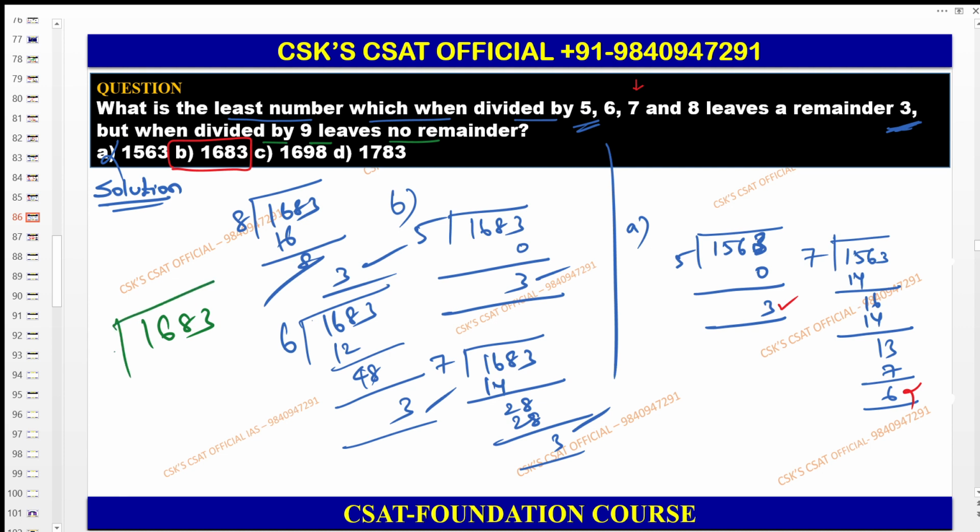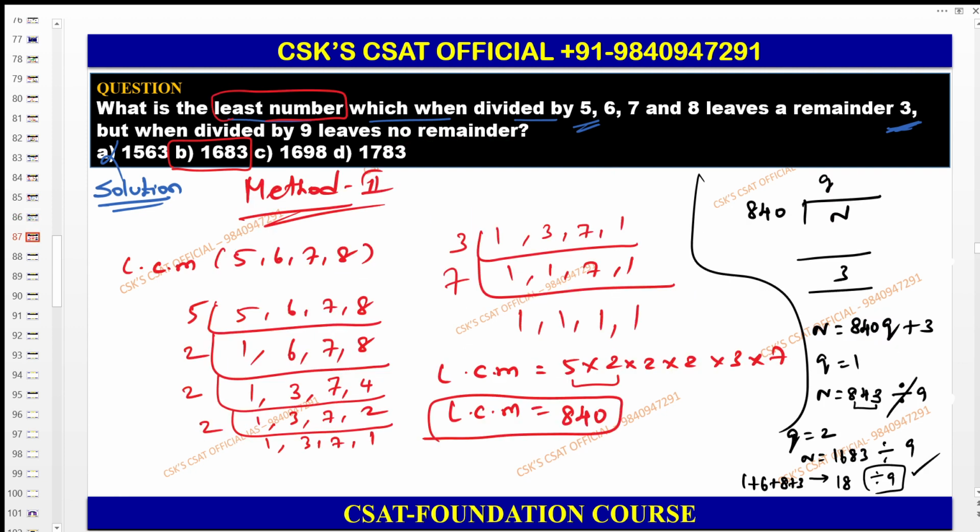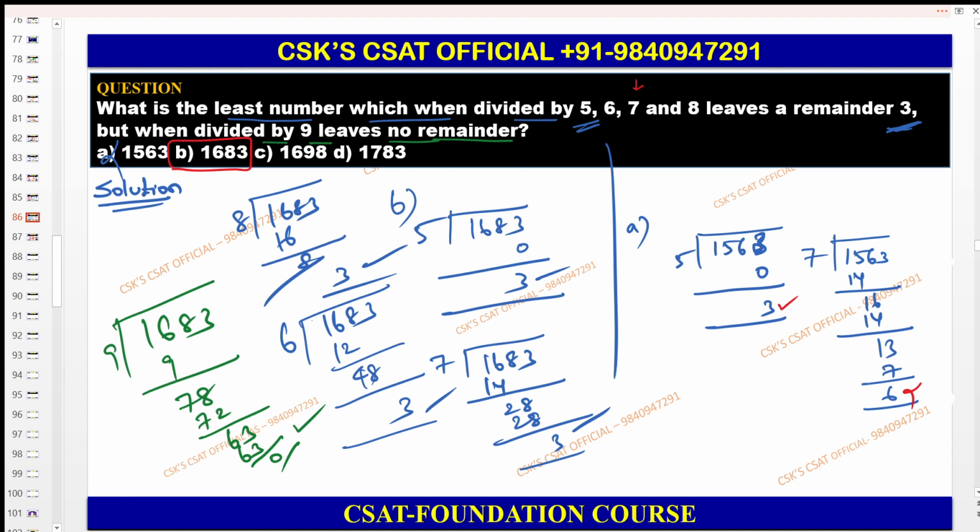Is 1683 divisible by 9? Check here. So 9 goes, 7, 78, 72 goes, then here 63. 63 is completely divisible by 9. Therefore 0 is the remainder. No remainder means 0 has to be the remainder. I hope you are getting this by doing method 1 and method 2. Method 2 is very important, and method 1 also. Now you can do this with option C.